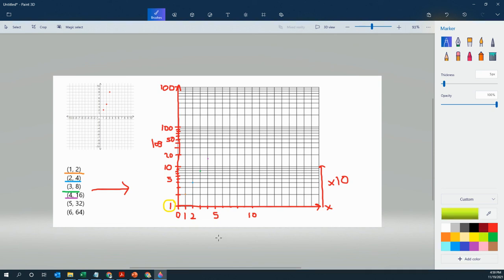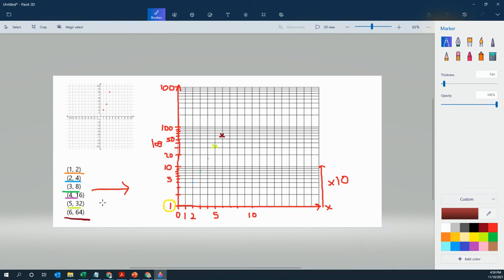Then next one is 5, 32. So you're going over 5. This is your 20, 30, and 32 is just above that. Let's make that a little bigger so you can actually see it. And then last but not least, we go to 6, 64. There's 50, 60, and 64 is going to be about there. Something like that. Now, lo and behold, you didn't run out of room yet, right? You still have places to go.